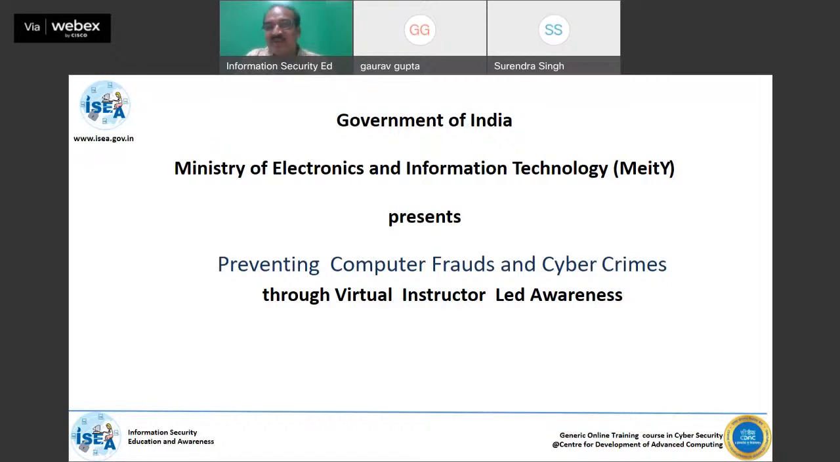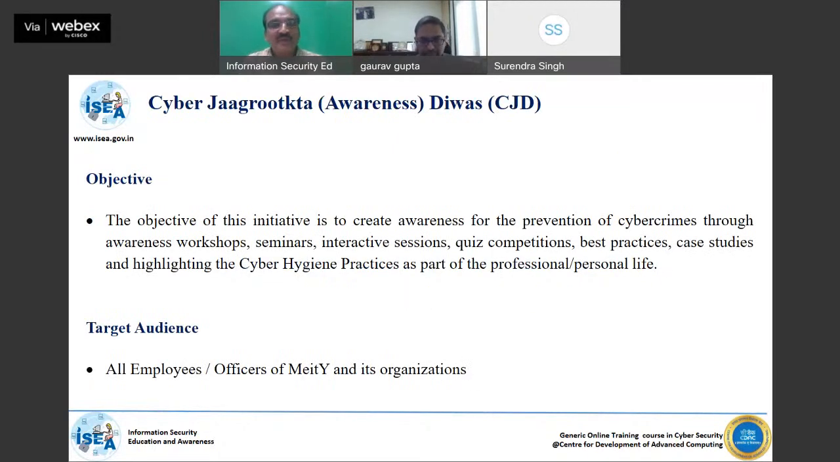Right now, we are organizing these in a virtual mode because of various issues, and at the same time, bringing a number of people into a single space is always difficult. That is the only reason the ministry has chosen to organize these programs in a virtual mode. The objective of this initiative is to create awareness, especially on the prevention of cyber crimes, through awareness workshops and all those things, as I mentioned.